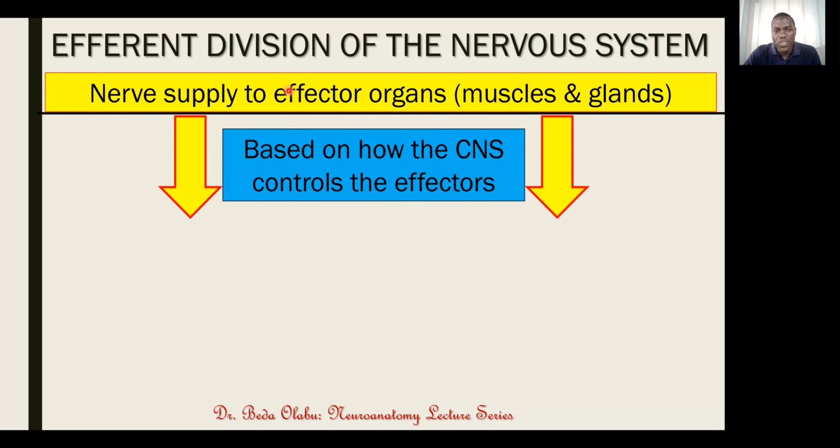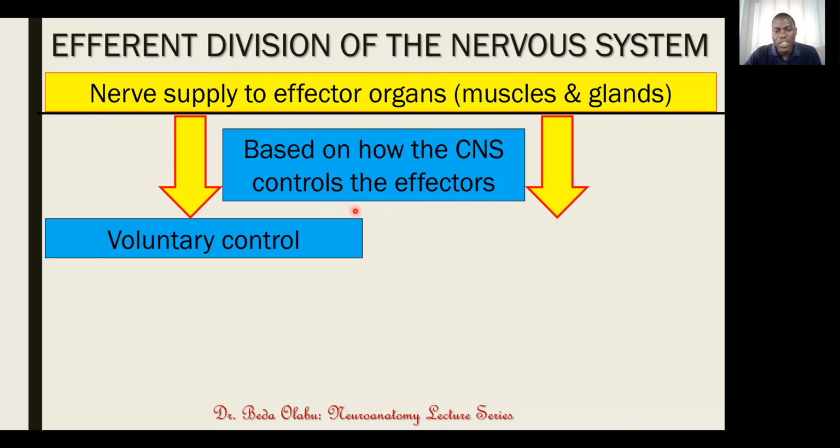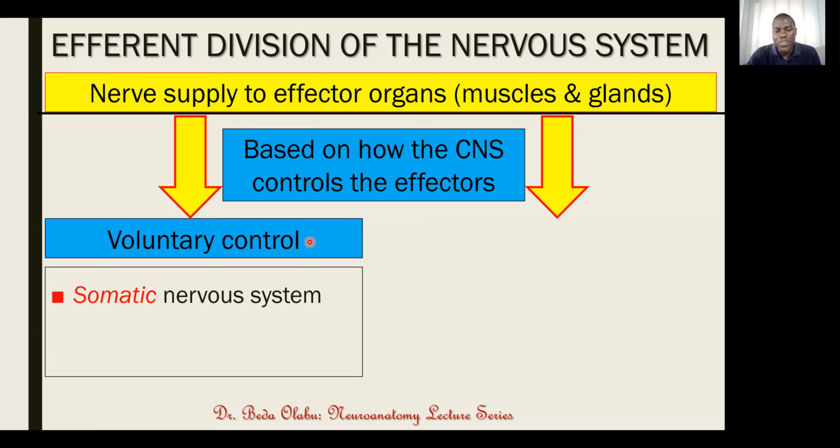We divide the efferent division of the nervous system based on how the central nervous system controls these effectors. If the central nervous system is controlling these effectors voluntarily, which means it is within the consciousness of the individual, then we give it the name somatic nervous system. The type of effectors that fall under this category are skeletal muscles. And that is why, when we were looking at basic tissues one time, we mentioned that skeletal muscles are voluntary.